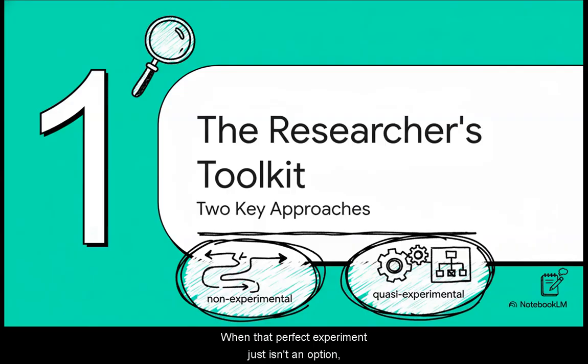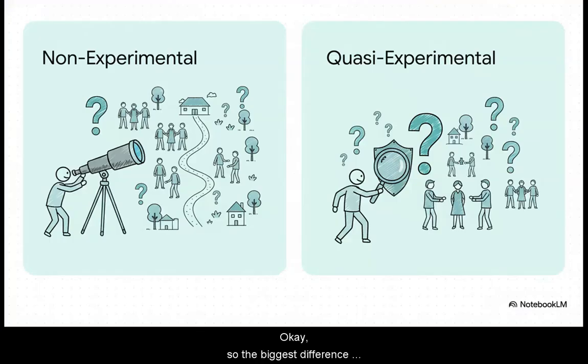When that perfect experiment just isn't an option, two really powerful strategies come into play: non-experimental and quasi-experimental designs. Let's break down what those are and why they are so important. Okay, so the biggest difference between these two approaches really boils down to just one word: control. A non-experimental design, well, it pretty much just observes the world as it is. It makes little to no attempt to control for things that could mess up the results. A quasi-experimental design, on the other hand, tries its best to mimic a true experiment. It's actively working to minimize those threats to our confidence.